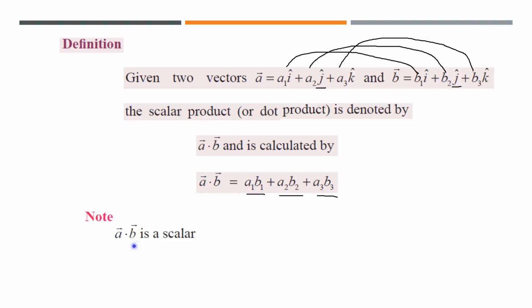Note, a vector dot b vector is a scalar. Scalar means it has only the magnitude. Magnitude is nothing but a constant value.